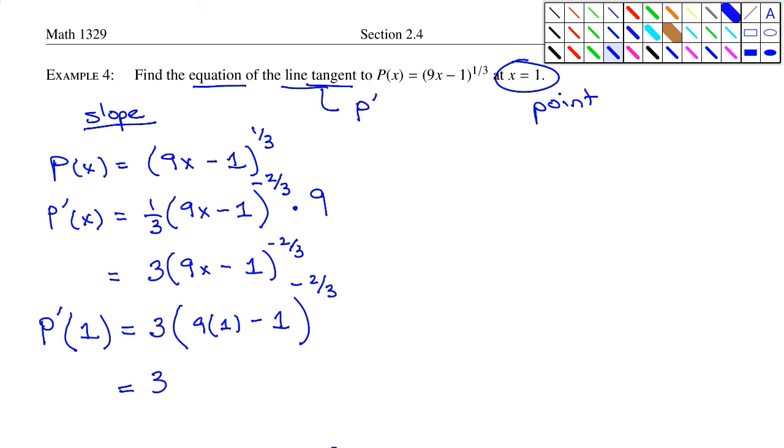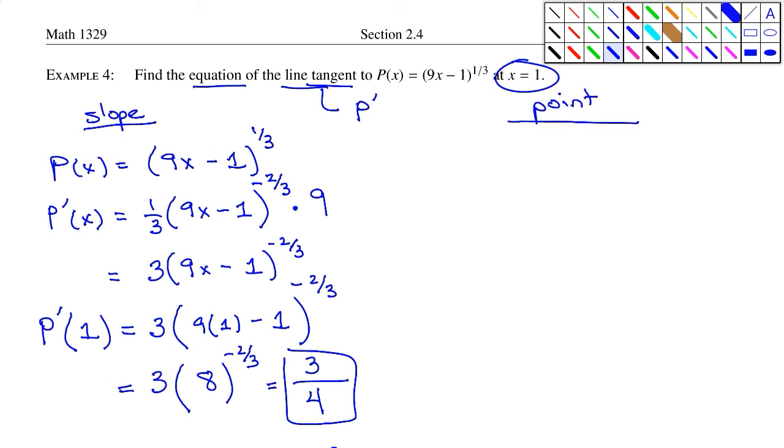That would be 3 times 8 to the negative 2/3 power. And that would be 3 divided by 4, 3/4, because 8 to the negative 2/3 power is 1/4. So the 4 goes to the bottom, 3 stays in the top. So there's the slope. It's 3/4.